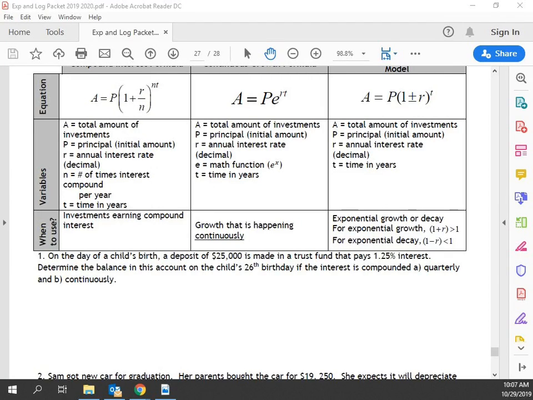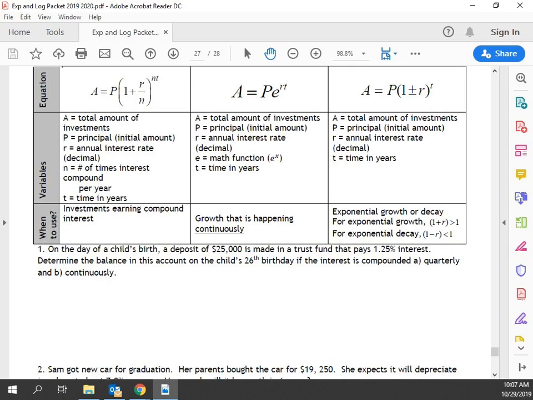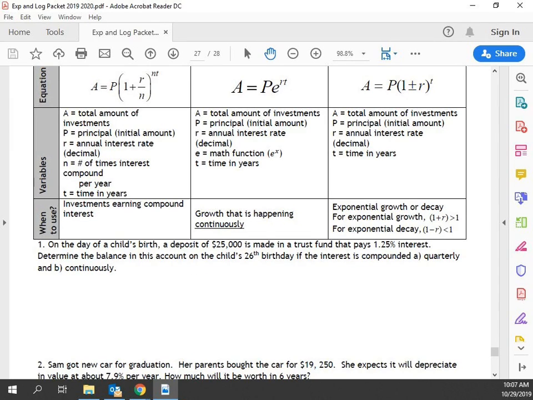So as you can tell, the first equation they give us shows a normal growth and decay type of equation, where A represents the amount, P represents the principal, and the 1 plus R is the rate. Note that the rate is written as a decimal, so make sure you're writing it as a decimal. N represents the number of times of compound interest per 1 year.